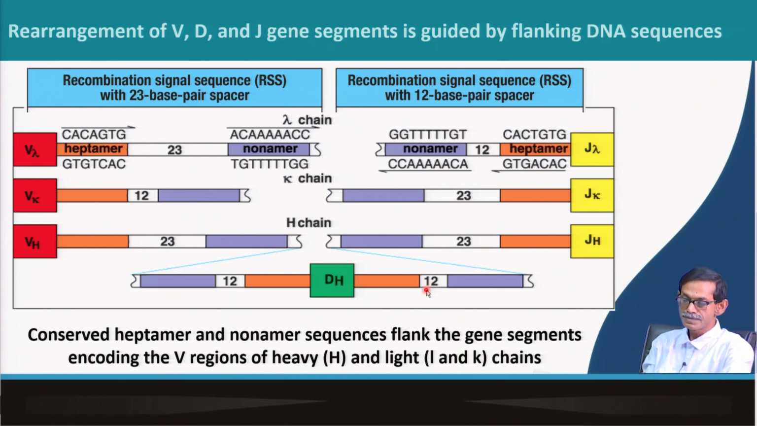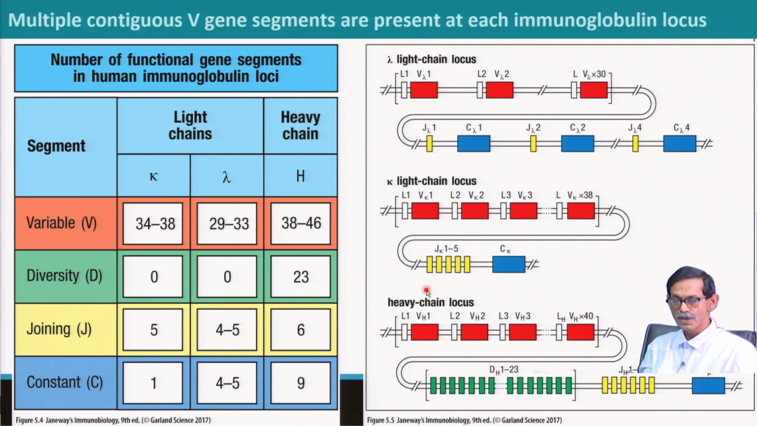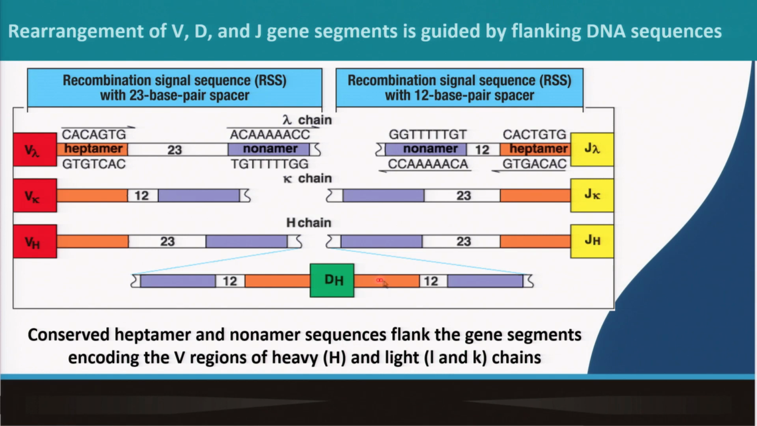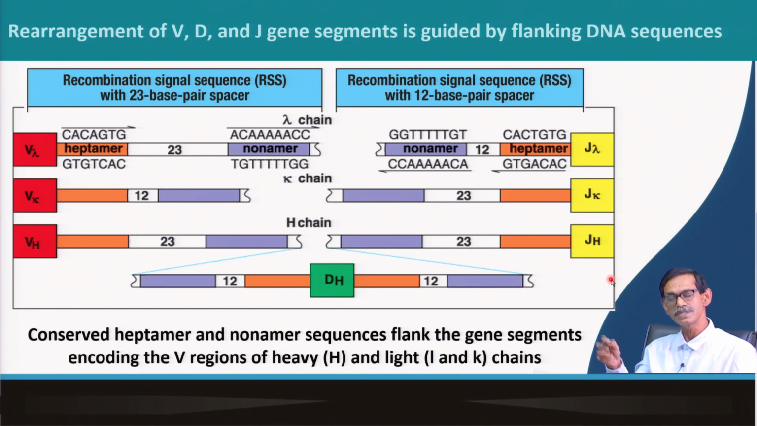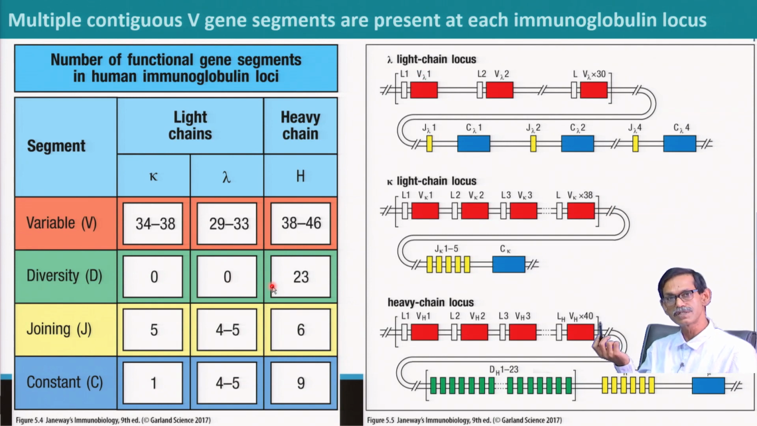All DH have 12-12 spacers. So, how many DH do we have? We have 1 to 23, many DH, and if you zoom in and see the detail, every D has a heptamer, 12 nucleotide spacer, nonamer, and then another 12 nucleotide spacer on the other side. So, every DH is flanked by heptamers with 12 nucleotide spacers, and if the 12-23 rule is right, and it is right, no two D will recombine.